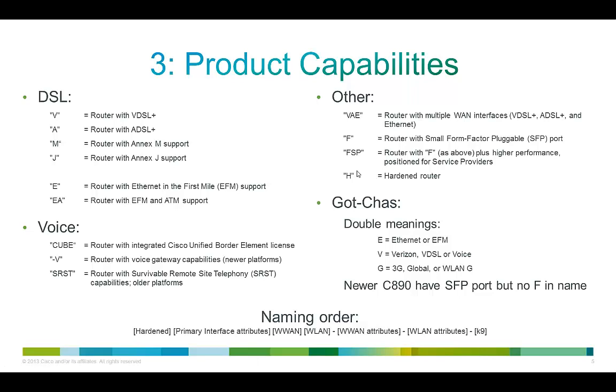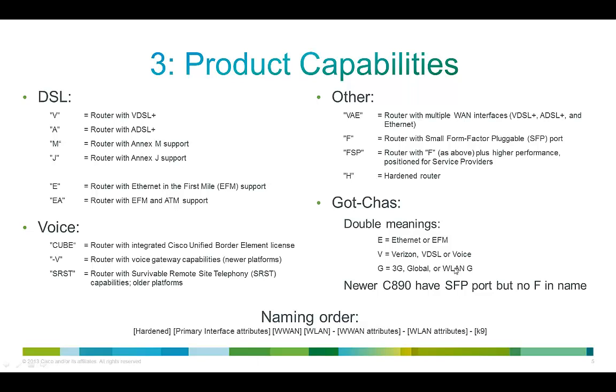You should be aware of some double meanings. E could be Ethernet or EFM. V, the most tricky one probably, could be for Verizon, if it's used as a sub-option behind 3G or 4G. It could be VDSL, but usually it would be a VA unit in that case. Or if it's -V-, it would be a voice unit, if there's no G in front of it. The G could be a sub-option for 3G, meaning it's a global unit.